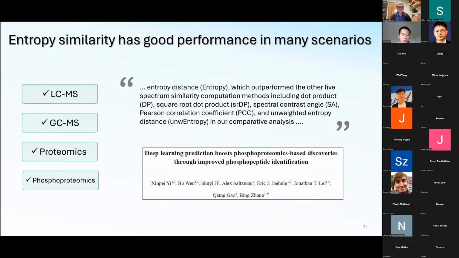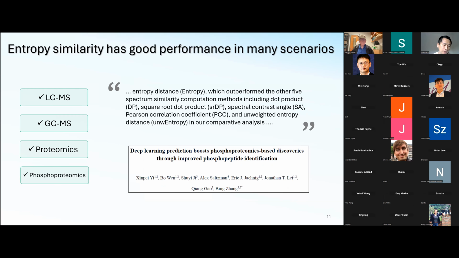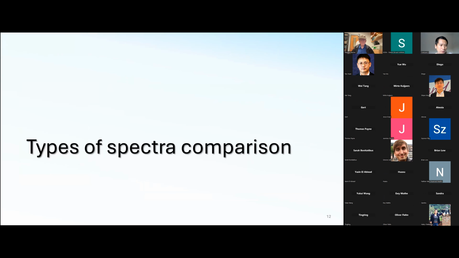And also this group compared the entropy similarity against the dot product similarity and the square root dot product similarity, and also other measures like spectral contrast angle and the Pearson correlation and other stuff. And then they also found the entropy similarity is always the best. So after this, I think we solved the first question. We think we can use the entropy similarity to compare MS spectra. Then let's go to the next question.